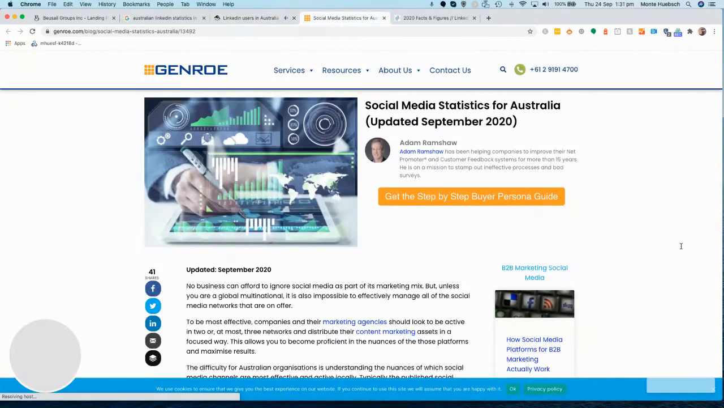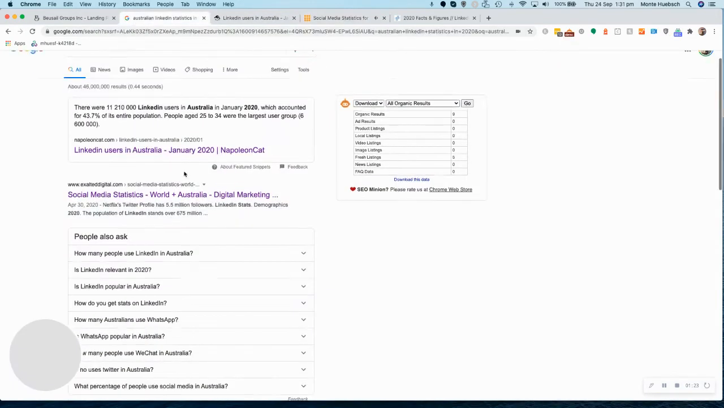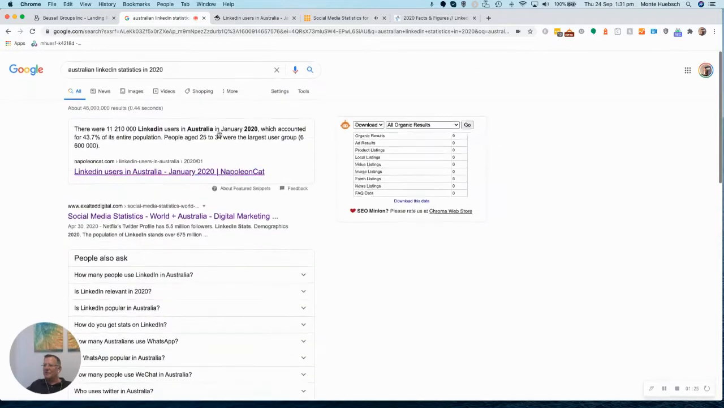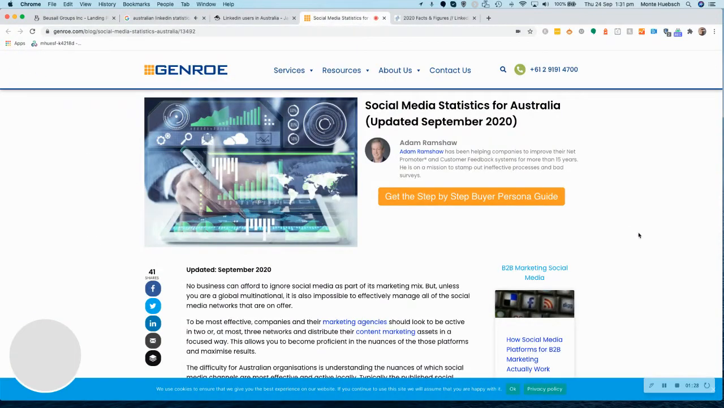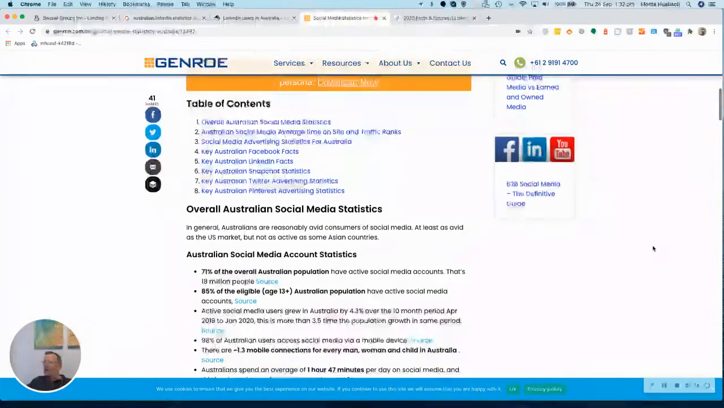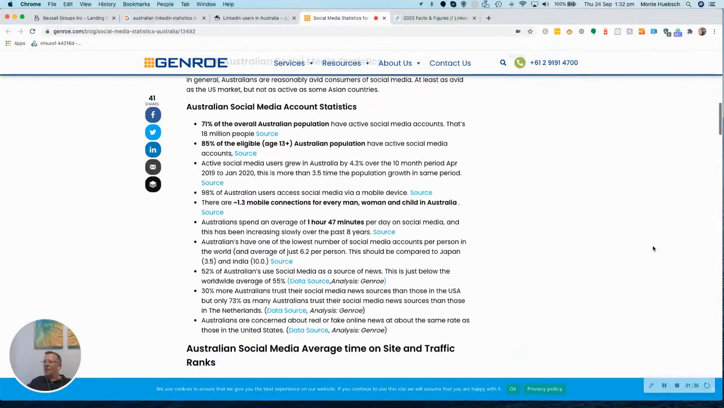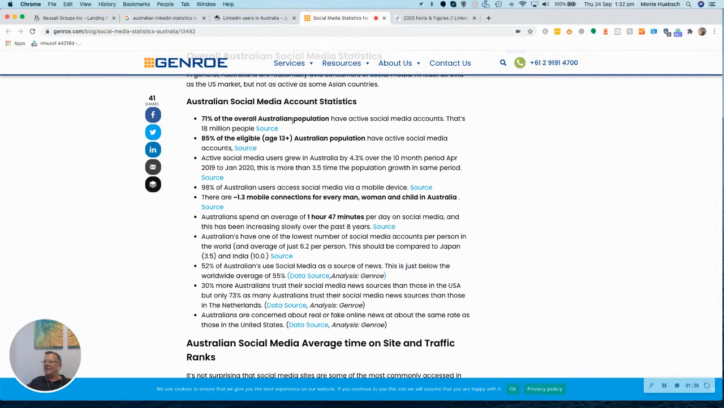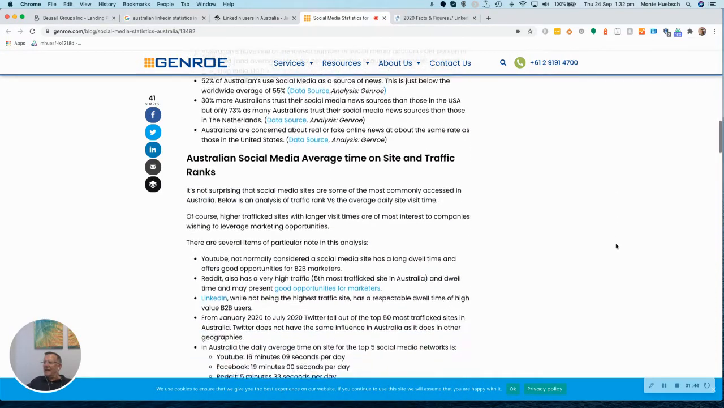So if we look at some social media stats, and again, I'm using one of the links that I followed through from my Google search, these are stats for September of 2020. If we go down here, you can get some overall social media stats, and you'll see that 71% or 18 million people have social media platforms.